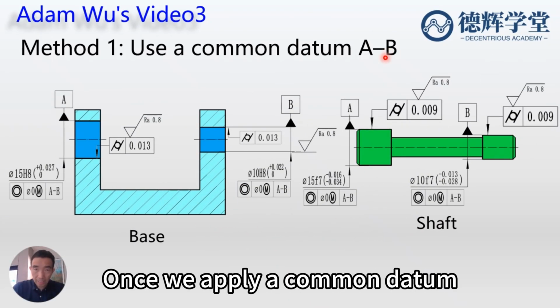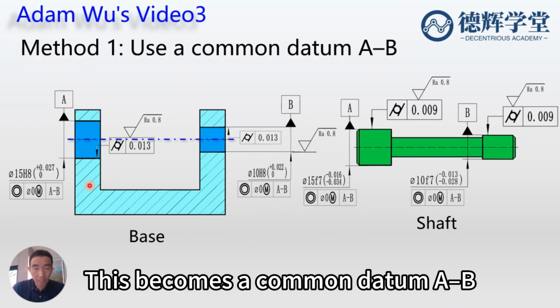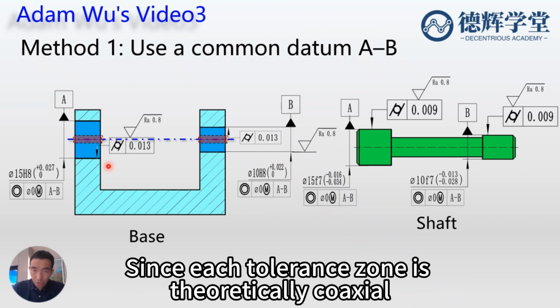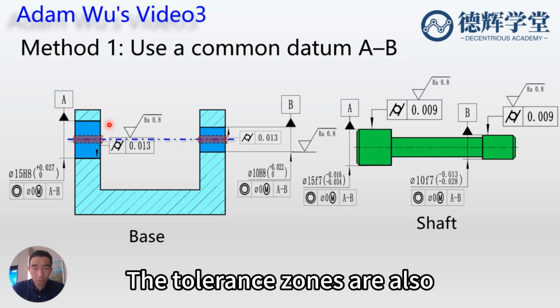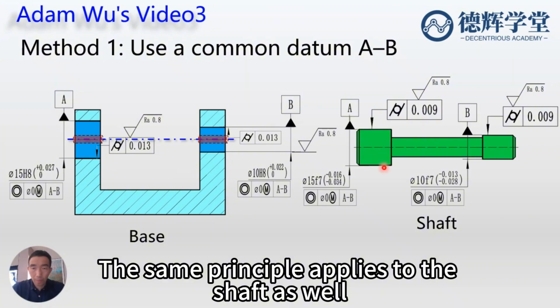Once we apply a common datum, this becomes the common datum A-B. Here we have two tolerance zones. Since each tolerance zone is theoretically coaxial with the datum axis, the tolerance zones are also theoretically coaxial with each other. The same principle applies to the shaft as well.